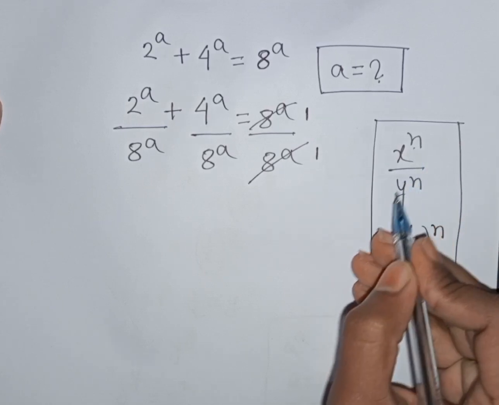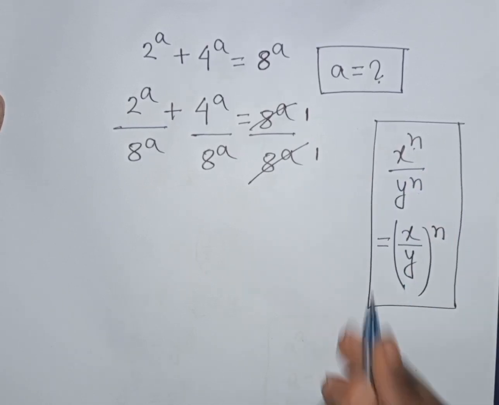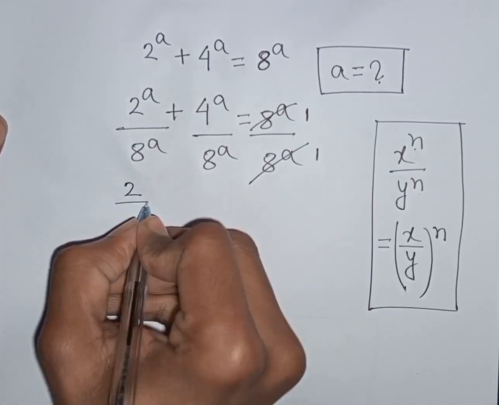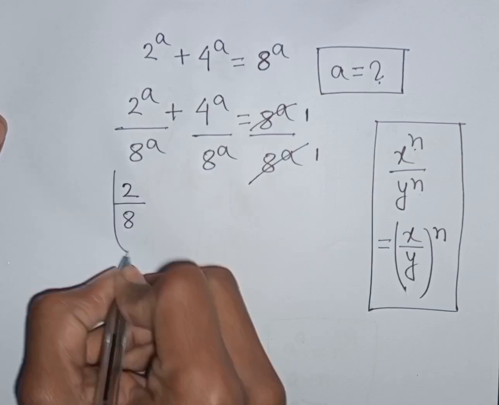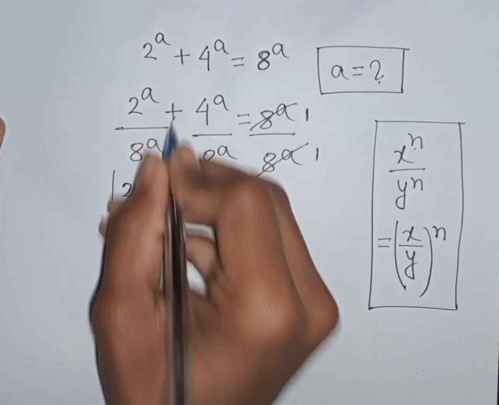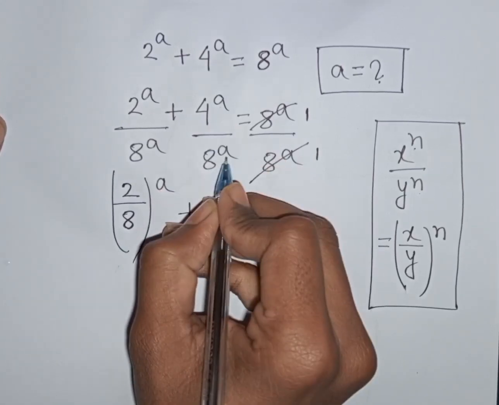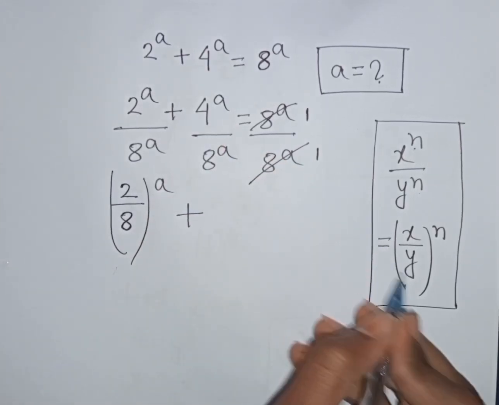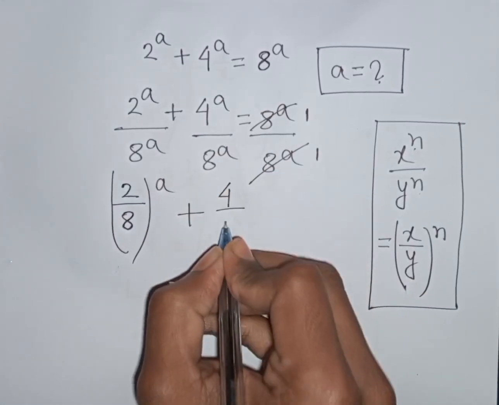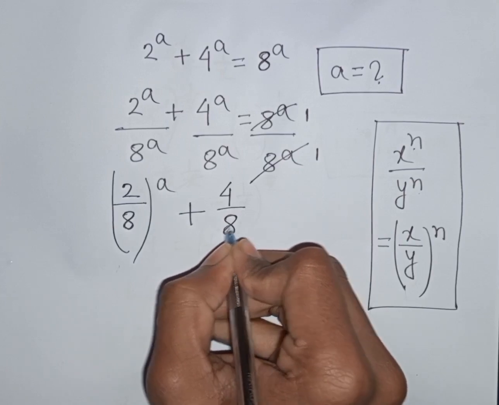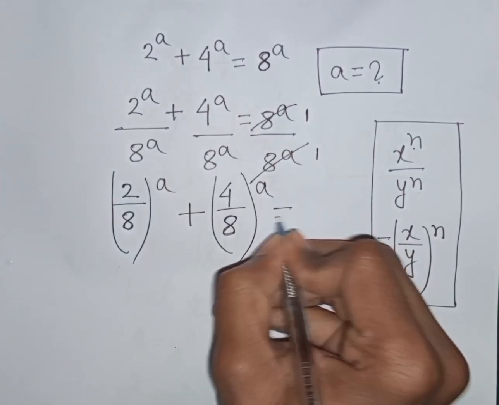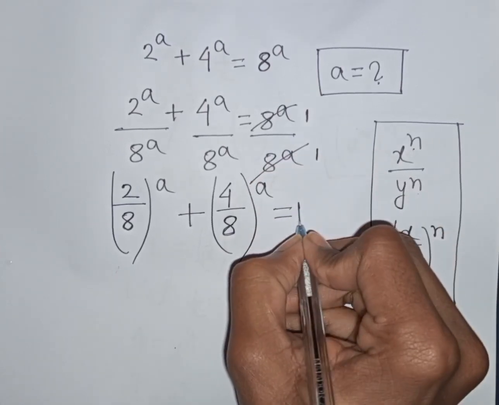That means same power but different base. So according to this exponential rule, we can write here 2 over 8, then bracket, common power a, plus. Again, the same power but different base. So according to this exponential rule, we can write here 4 over 8, then bracket, common power a, is equal to 1.